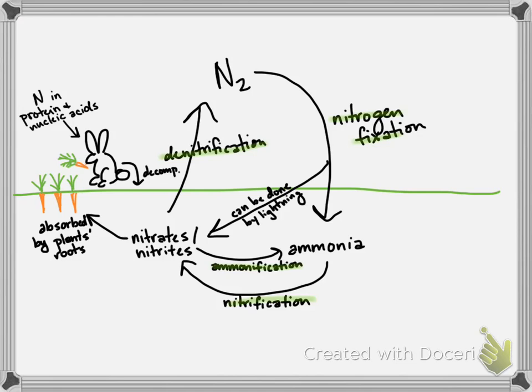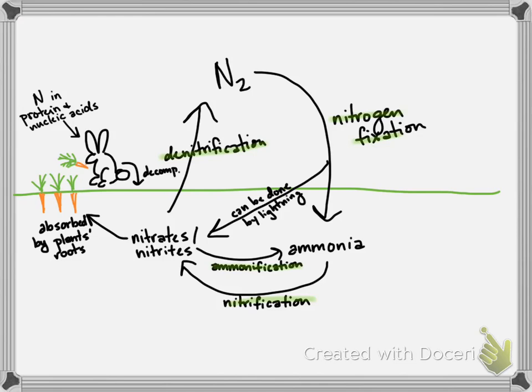Also, as I was moving ahead to show you the lightning, you can see that decomposition can put nitrogen back in the soil. Ammonification is the second half of that loop within the soil between the nitrites and nitrates. So bacteria are so important. They're creating ammonia. They're creating nitrites and nitrates. They're turning nitrogen in the air into ammonia in the soil by nitrogen fixation.